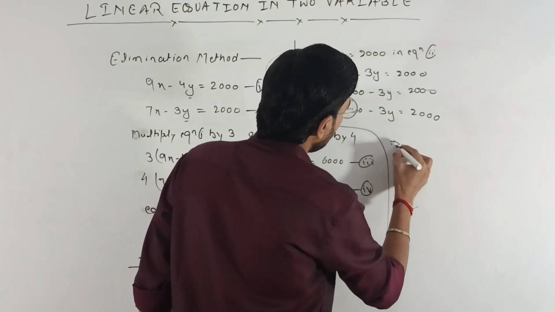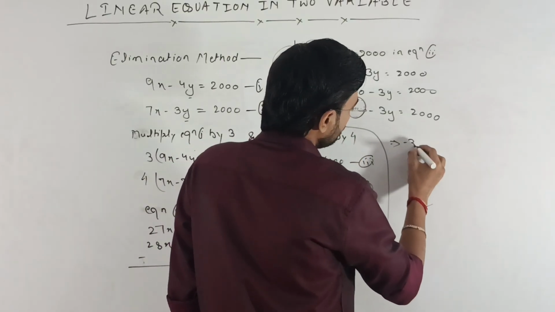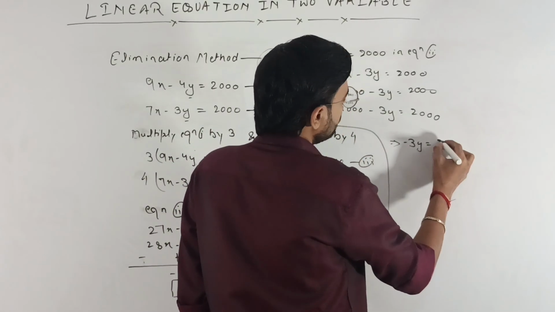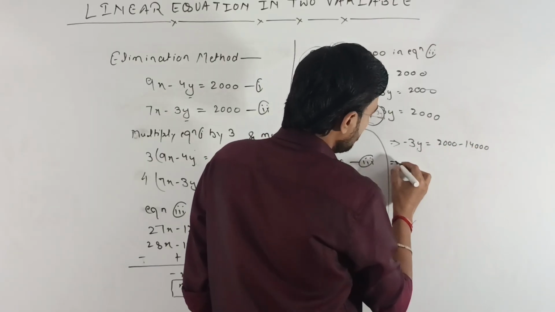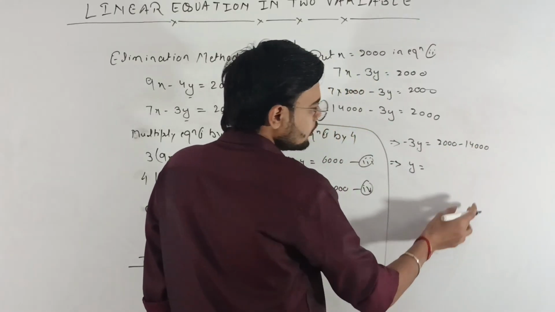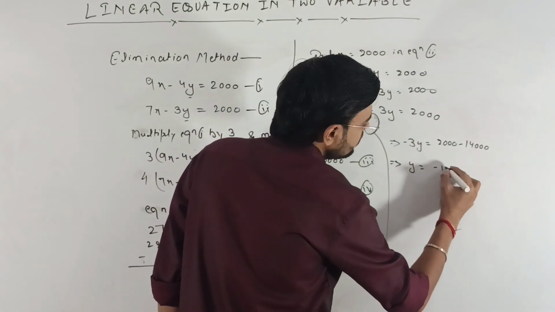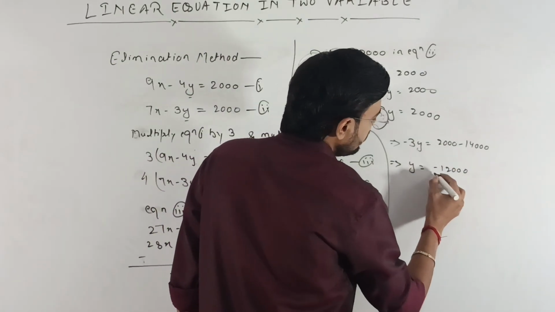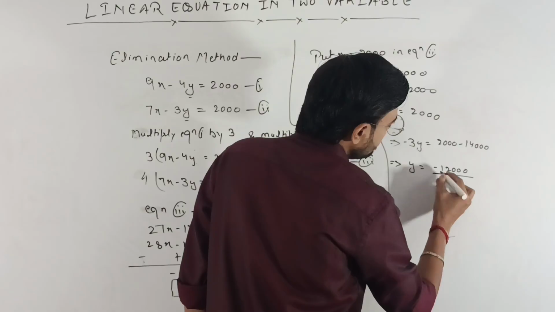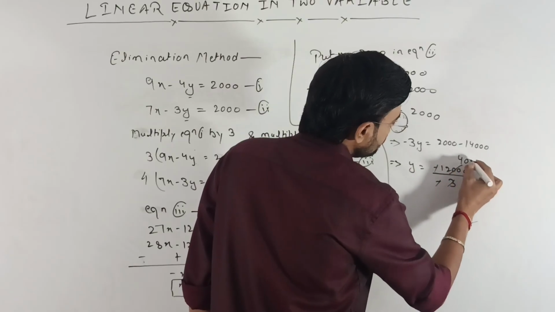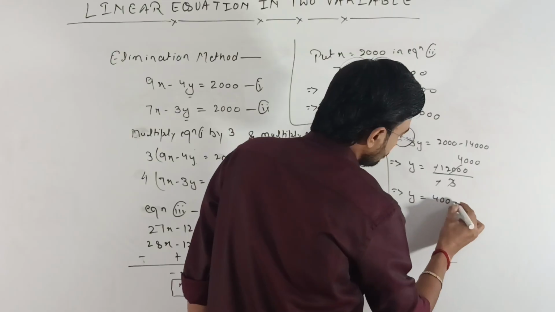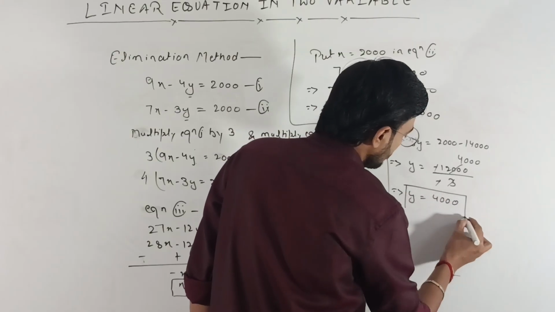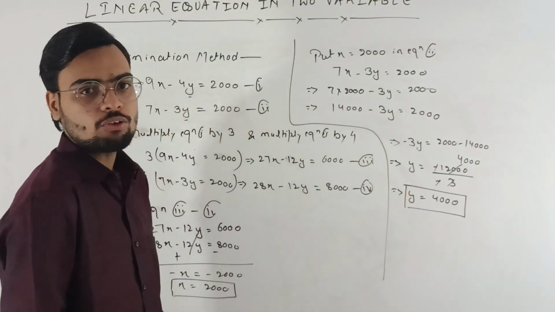Now from here, what I write? Minus 3y is equal to 2000 minus 14,000. Then this will become y is equal to minus 12,000 upon minus 3. Minus minus cancel, and this is 4000. Then y is 4,000. Understood? Y is 4,000.